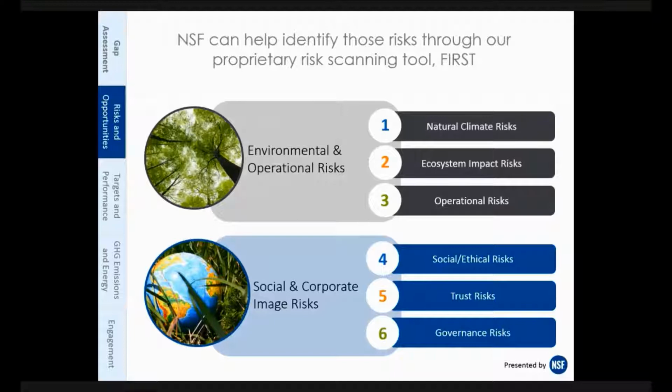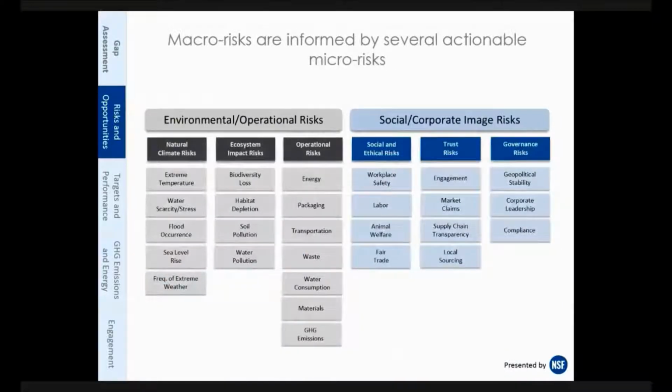But in that big gray box, we like to bucket these risks into environmental and operational risks, but also in the big blue box into social and corporate image risks. And we break those two themes down into macro risks, which you're seeing on the right-hand side. So natural climate risks, ecosystem impact risks, etc. And we even break that down further into actionable micro risks. So as you can see here on the gray side, in environmental and operational risks, underneath natural climate risks, we have identified 5 potential micro risks that we can help scan your supply chain to figure out, maybe what needs to be improved on and what you should focus on in the next year.